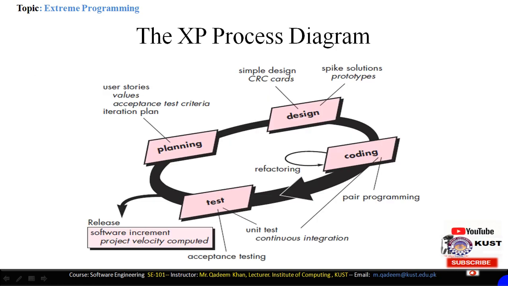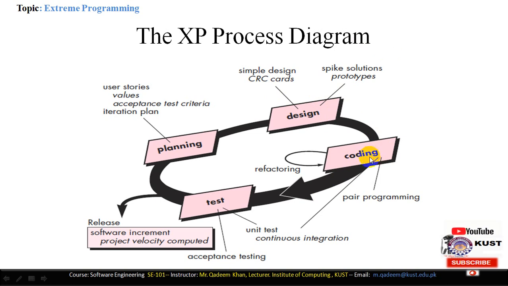Now this is the diagrammatic representation of the XP process model. We first have the planning phase. Here we define the user stories, values, acceptance test criteria, and iteration plans. Then we have the designing. In the designing, we simply design the CRC card. CRC card is the class responsibility collaboration card. Basically, this is the card which defines the system functionalities. Then we have spike solution prototypes. Here we will provide operational prototypes to the customers, but the prototype can be like a simulation or a benchmark or a model.